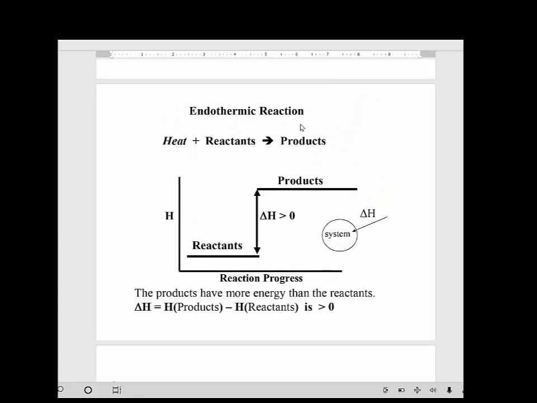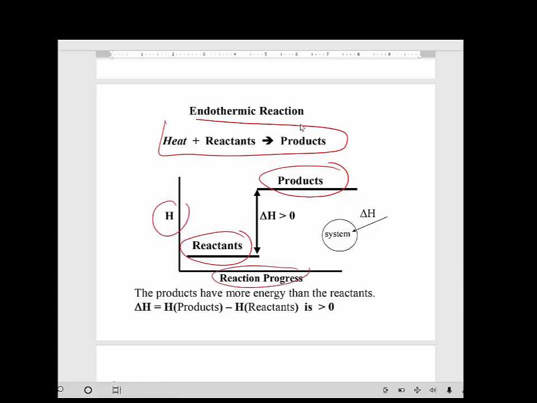Endothermic reaction is just the opposite. We said that in an endothermic reaction, heat is input into the reactants. We write heat on the reactant side. Heat is added to the reactants to go to products. Because we've added heat to the reactants, the products must have higher energy than the reactants. So an energy diagram of enthalpy versus reaction progress would look like this. This time we have heat input from the surroundings into the system. The system then has more energy in the final state, so the products have more energy than the reactants. Delta H is going to be a positive number.